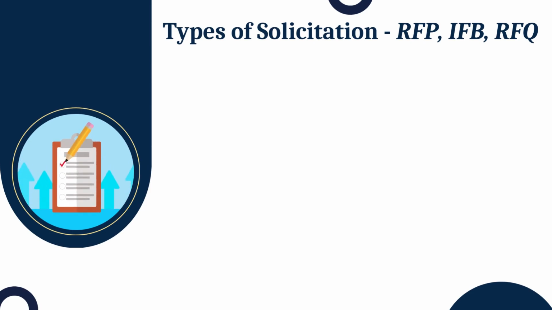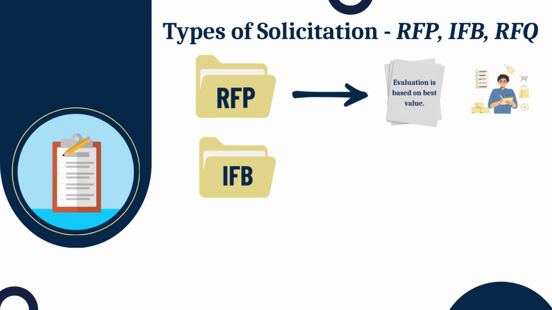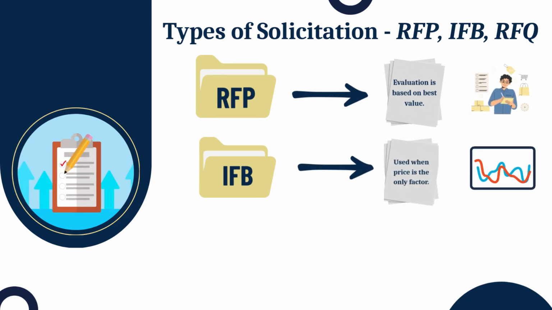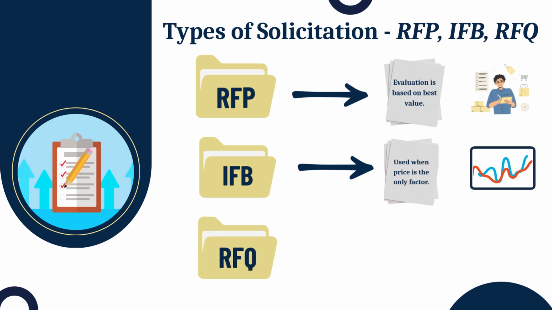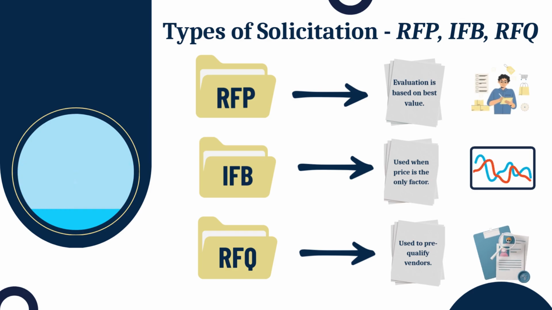Not all solicitations are created equal. Understanding the type helps you respond effectively. A request for proposal, or RFP, evaluates both technical merit and cost. An invitation for bid, or IFB, focuses strictly on the lowest responsive and responsible bid. A request for qualifications, or RFQ, is often used to pre-screen vendors based on experience. Each type has different expectations, so knowing the difference helps you tailor your strategy.